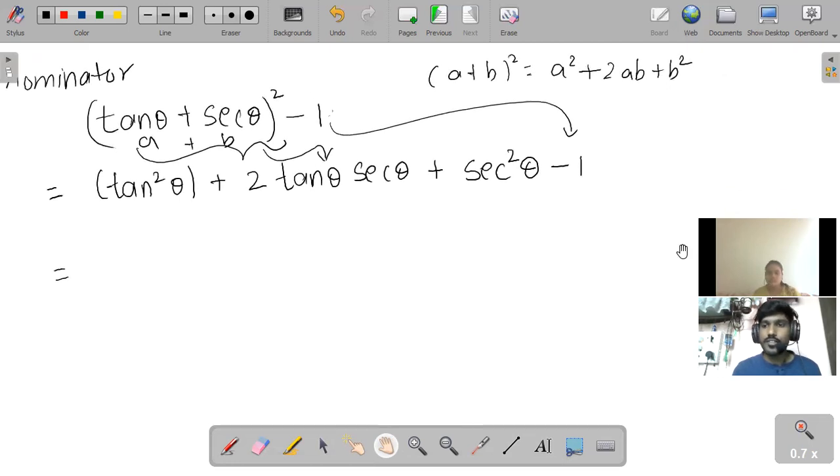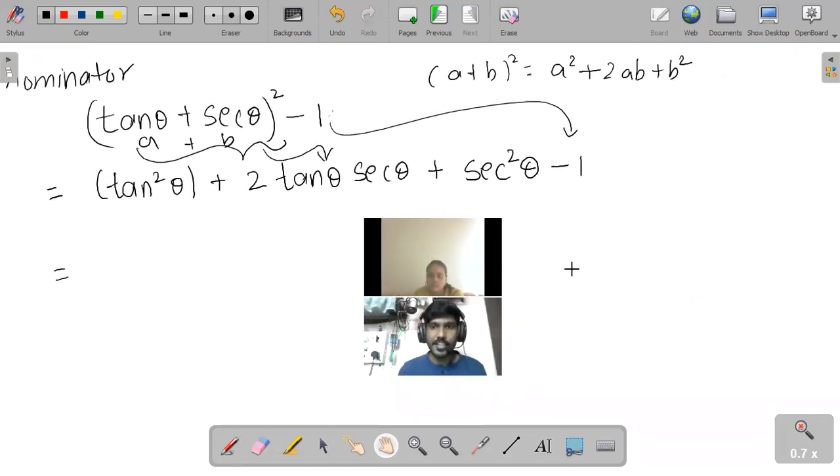Okay. Which is this? Can you tell me the second identity? 1 plus cot square equals cosec square. The second one: tan square theta plus 1 equals sec square theta.